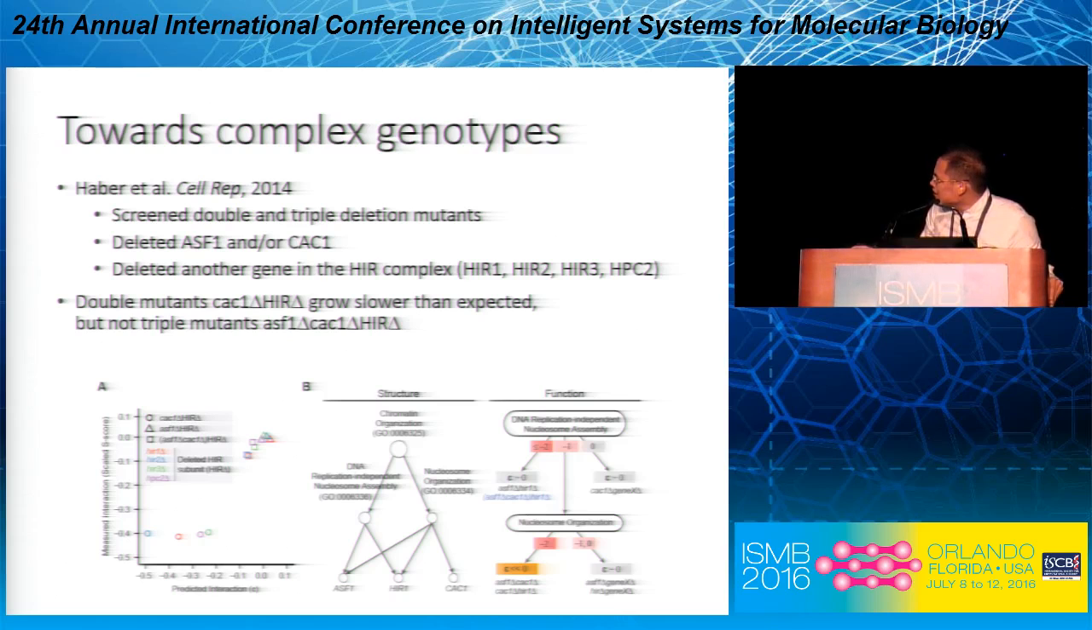And examining further how this model worked, we took a look at what functions these genes were involved in. ASF1, CAC1, and genes in the HIR complex are involved in chromatin organization, nucleosome organization, and replication-independent nucleosome assembly. And we also looked, based on this hierarchical organization, at what the decision logic involving these terms was to predict the correct phenotypes.